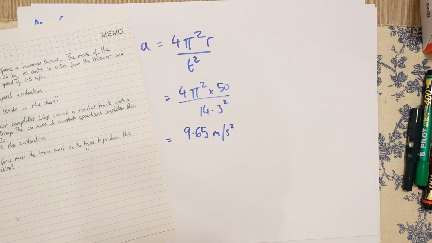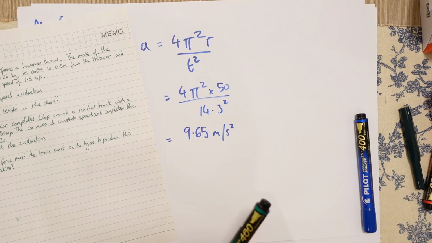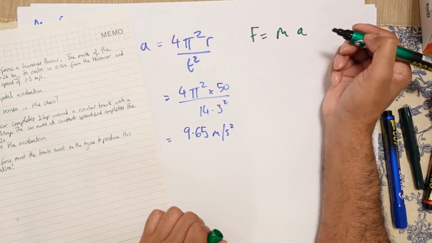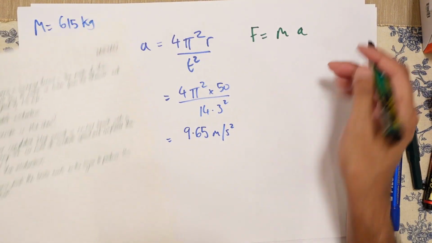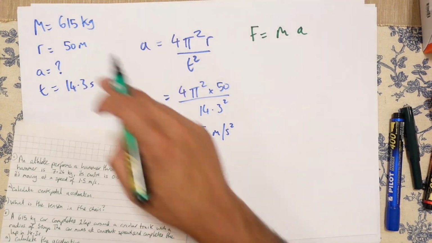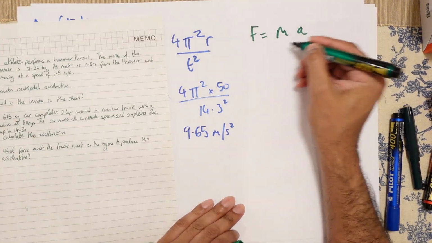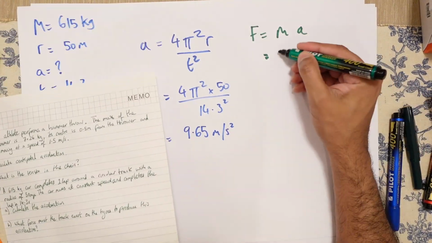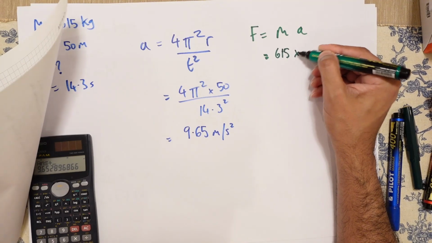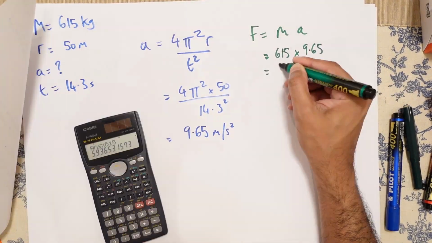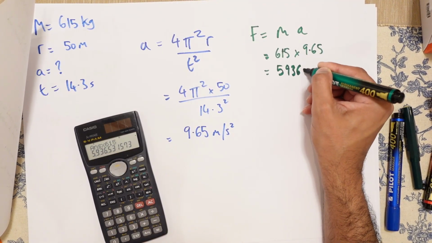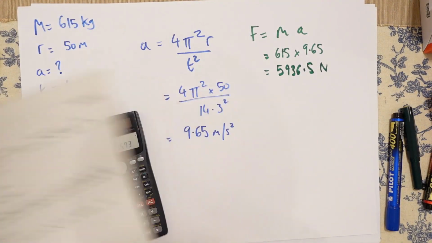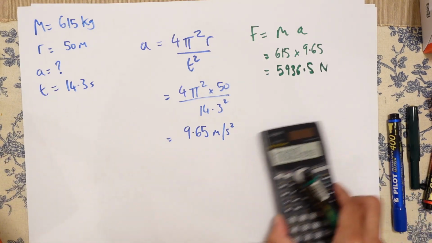Okay, and then the next bit's dead easy. What force must the track exert on the tires? So just as before, it's Newton's second law, F equals ma, or you could do mv squared over r, but now actually we can't because we don't have the velocity. So anyway, let's work it out like this. m times a, m is 615 times 9.65, 5,936.5 newtons.